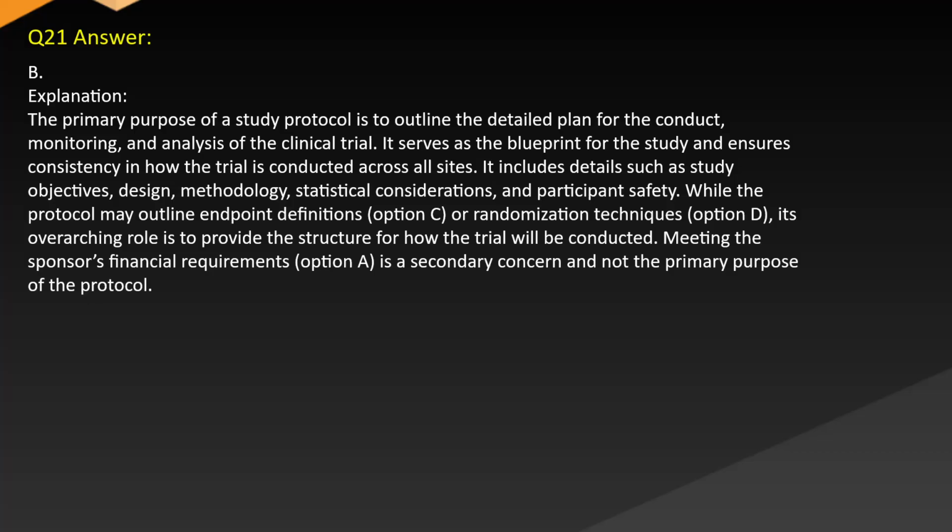Answer: B. Explanation. The primary purpose of a study protocol is to outline the detailed plan for the conduct, monitoring, and analysis of the clinical trial. It serves as the blueprint for the study and ensures consistency in how the trial is conducted across all sites. It includes details such as study objectives, design methodology, statistical considerations, and participant safety. While the protocol may outline endpoint definitions (option C) or randomization techniques (option D), its overarching role is to provide the structure for how the trial will be conducted. Meeting the sponsor's financial requirements (option A) is a secondary concern and not the primary purpose of the protocol.